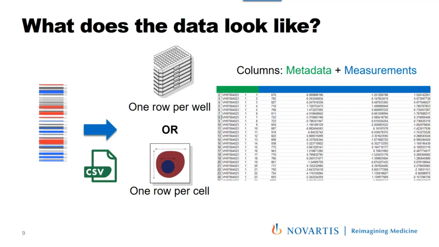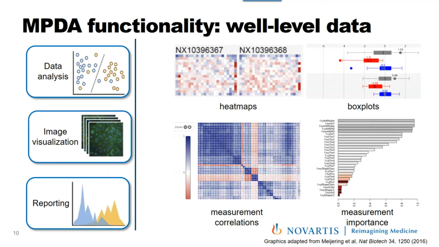So at the well level data, what is the biologist actually presented with? Well, they have several different flavors of the UI that they can see, ranging from data analysis, visualizing these images. These are all microscopy images, and it's very important for the biologist to be able to see these different phenotypes and not just simply a table of numbers. In addition to this, there's also data reporting that needs to happen as well.